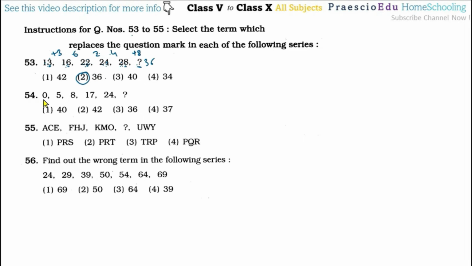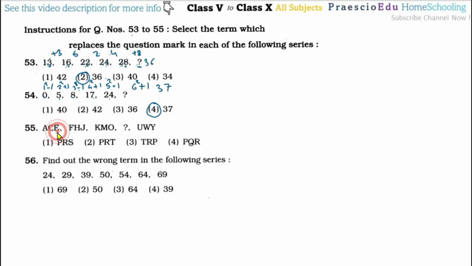Question number 54. Here 0, 5, 8, 17 and 24. Here 1 square minus 1 we are getting 0. Here 2 square plus 1 we are getting 5. Then 3 square minus 1 we are getting 8, so minus 1, plus 1, minus 1, here plus 1 in 4 square, then minus 1 again for 5 square. Same for 6 square, we have to do plus 1, so 6 square means 36 plus 1, that is 37, and 37 is given in option number 4.